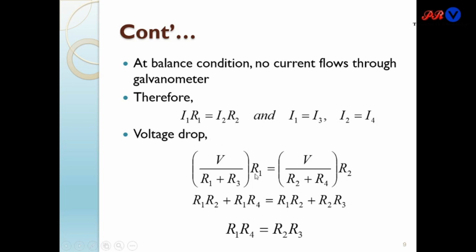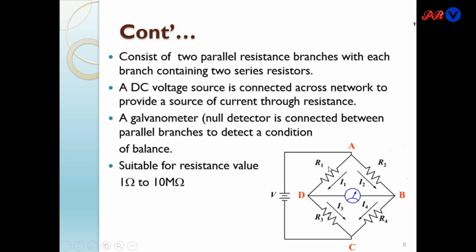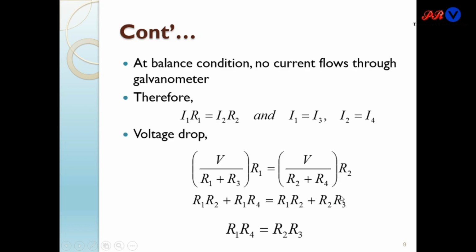So now the voltage drop across R1. We will use here the voltage divider circuit. We have to find the voltage across R1, which is equal to V into R1 divided by R1 plus R3. Similarly, we can find the voltage drop across R2, V into R2 divided by R2 plus R4. This is the voltage drop condition at balancing.